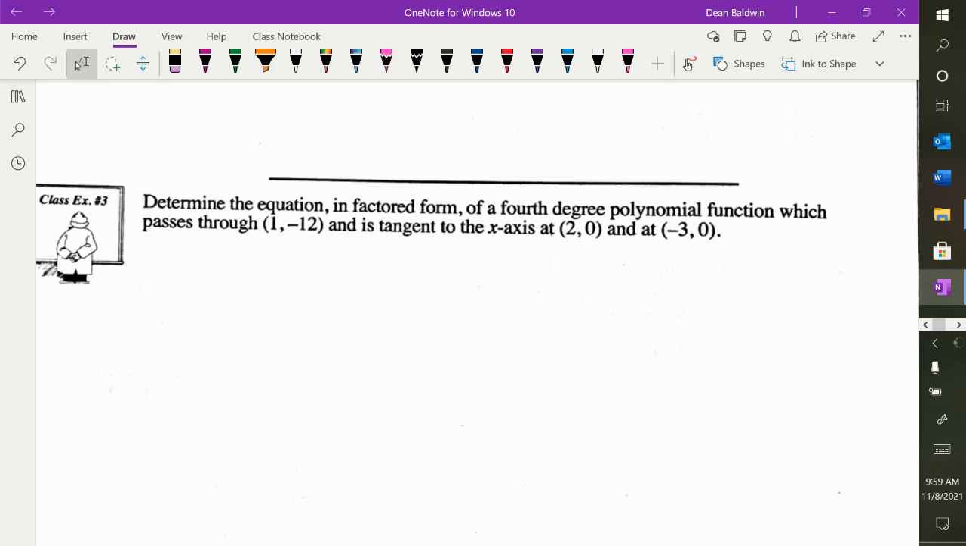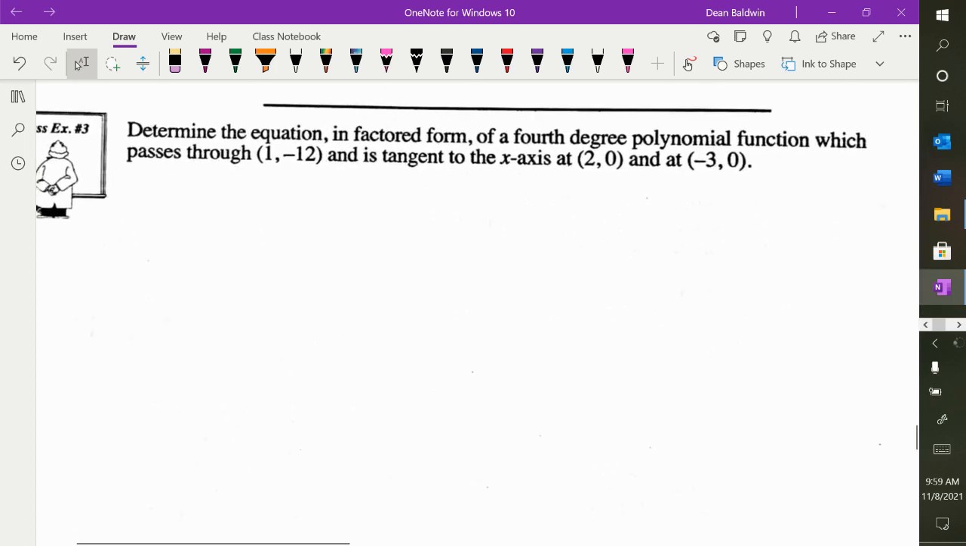Okay. All right. Now, words to equations, everybody's favorite. Determine the equation in factored form of a 4th degree polynomial function which passes through the point 1 and -12. That is your x value. That is your y value. Is tangent. If it's tangent, what's the multiplicity? 2. Yes, so that's a multiplicity of 2, at 2, 0 and -3, 0. Okay?